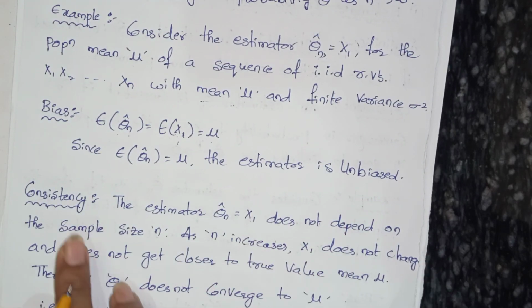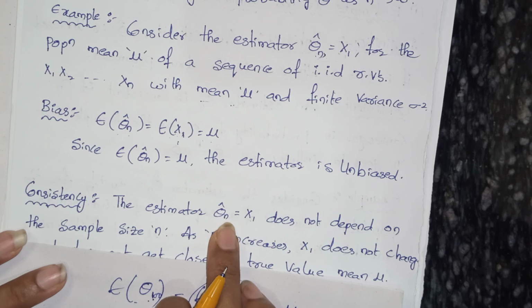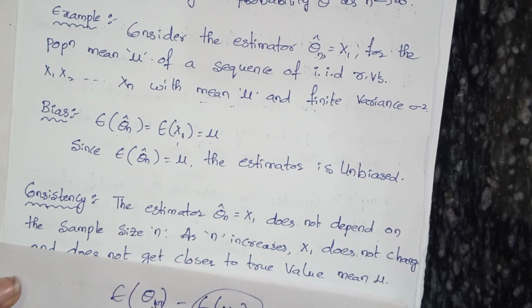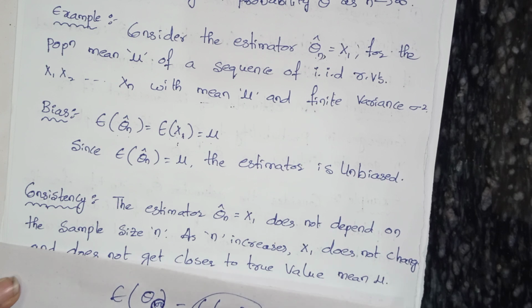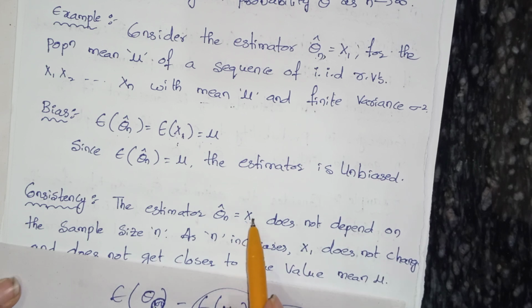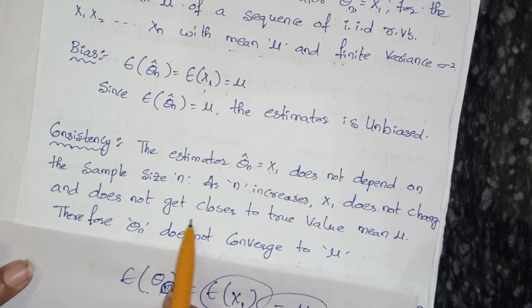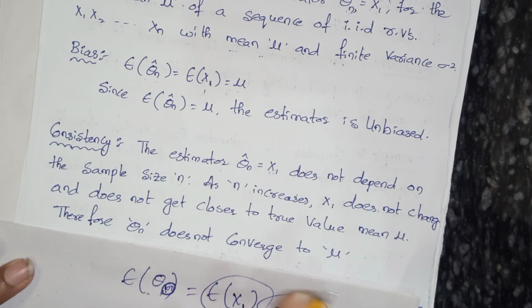Hope you understand. So next is consistency. Again we have to take this theta n equals x1. It does not depend on the sample size. Yes, here if we took any value, the final answer is the same. It is not going to change anymore, isn't it? If we took n value 10, 20, 30, 100, 1000, whatever we take, the expectation value is x1 only. There is no change in it as n increases. So x1 does not change and does not get closer to the true value. What is the true value? True value is nothing but the population value, with mean mu.